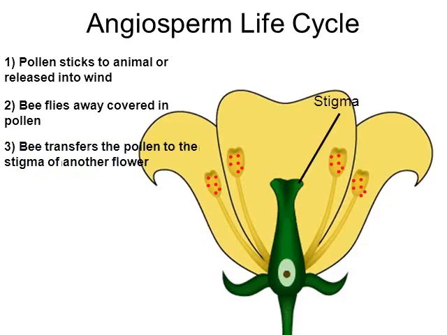So the notes say the bee is going to transfer the pollen to the stigma of another flower. Here comes our bumblebee. It's got the red dots all over it. It's wandering around, feeding on the nectar, and then it flies away. But look what it left behind. It left behind those three red dots on top of the sticky stigma. And so let's zoom in and take a closer look.